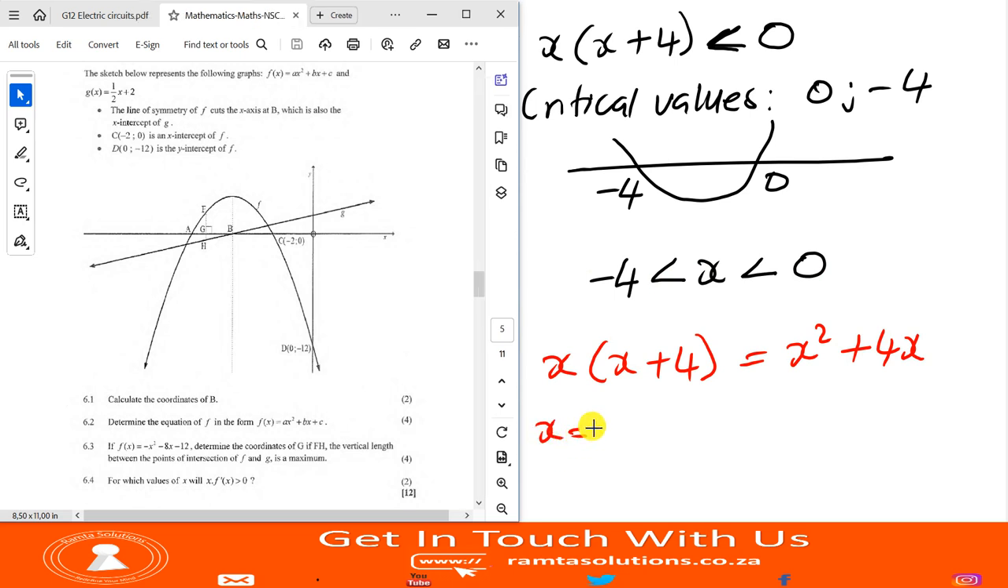Now I'm testing, guys. So I'm going to take x is minus 2. Of course, it's greater than minus 4, but less than 0. What do we get? We get negative 2 squared plus 4 into negative 2. What do we get? 4 minus 8. It'll be minus 4.